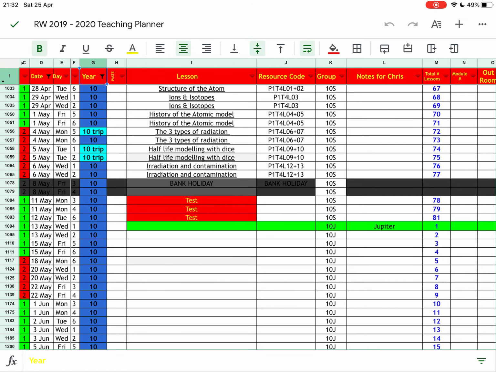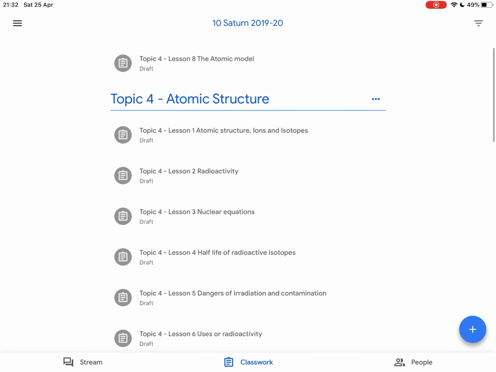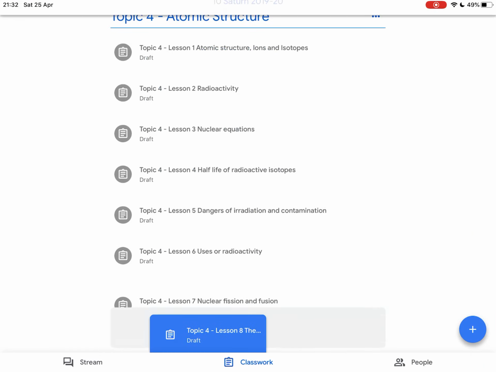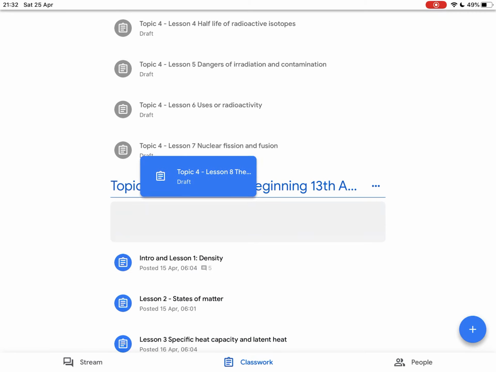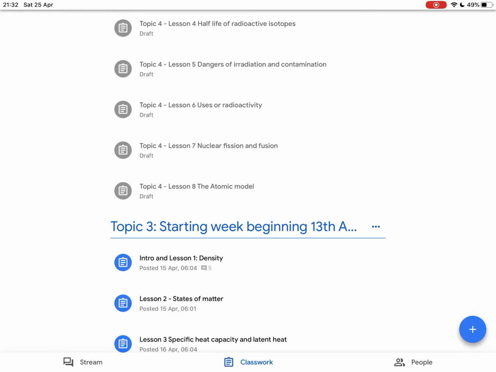So here's the layout of what we're about to do. I've already started drafting it all out. That should be down there. It's going to be over 8 lessons. It would have been more, like in bits, but I'm chunking it up into 8.